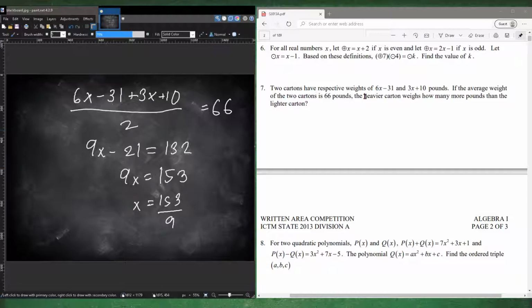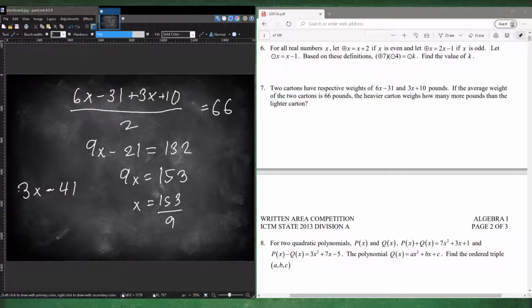Okay, and then they said they want to find the difference. How many more pounds is the heavier than the lighter? So we could just subtract these two. So 6x minus 3x is 3x. Negative 31 minus 10 is minus 41.